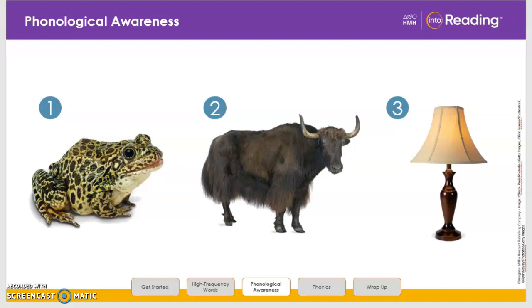Spit. How many sounds do you hear in spit? Right. 4. Spit. 4 sounds. What about jet? Jet. How many sounds do you hear? We hear 3 sounds. Jet.